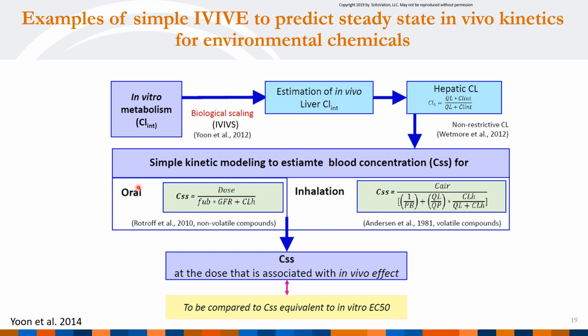After oral exposure, we use a dose of 1 milligram per kilogram, and we divide by the liver intrinsic clearance and the unbound fraction times the glomerular filtration rate, which is the renal clearance. For inhalation, it's pretty similar, but we incorporate the air-blood partition coefficient in the equation. This allows the calculation of the concentration at steady state, at the dose that is associated with in vivo effect. And then we can compare with the effect concentration in the in vitro assay.